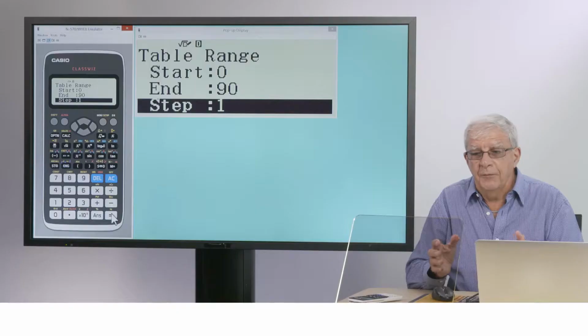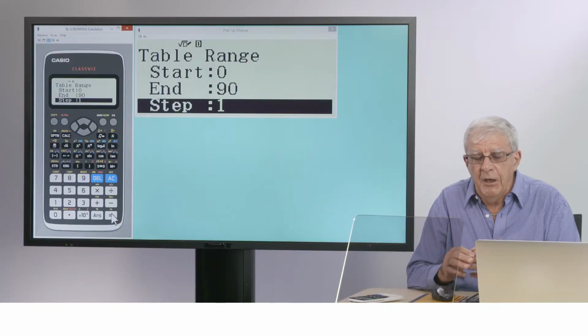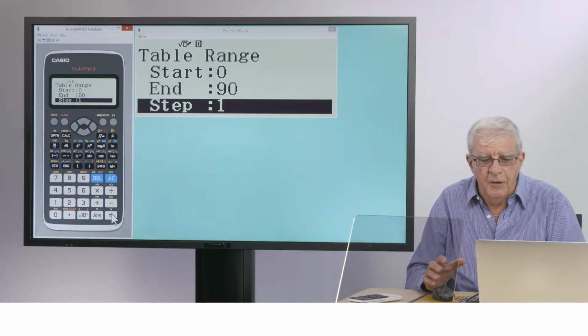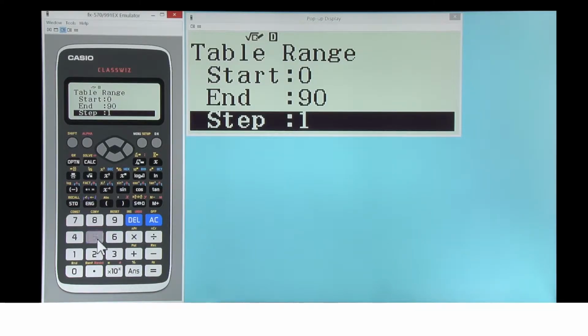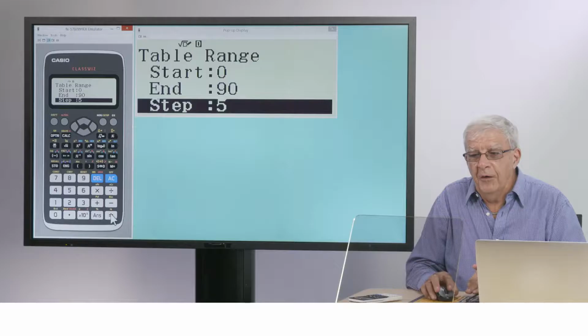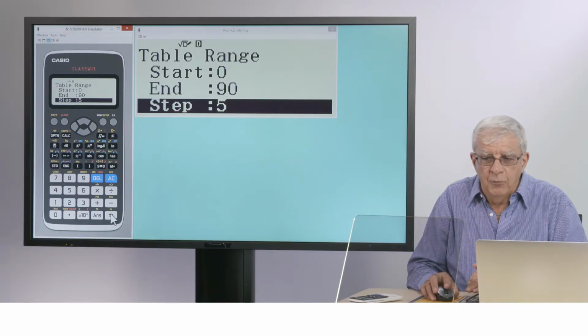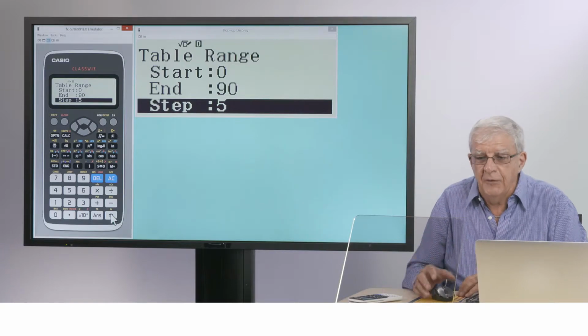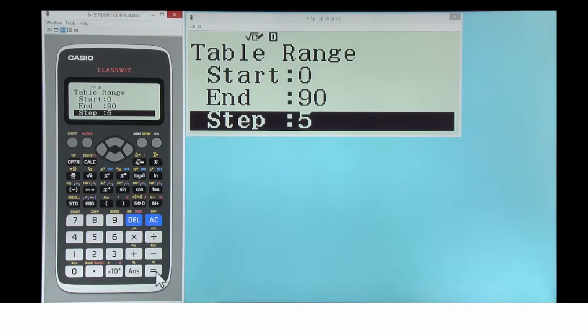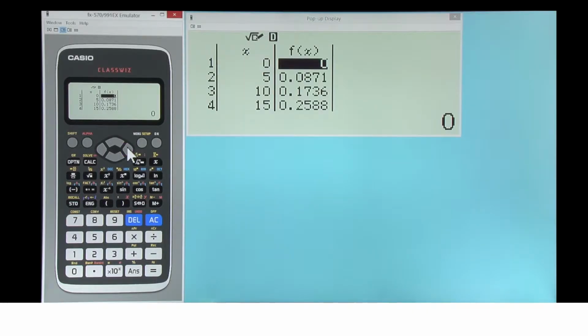We need a step of some kind, and remember that only 30 values are permitted in the table, so a step of 1 would be too small. A good choice might be a step of 5, every 5 degrees, and that will give us ample values to understand how the function is changing. So tap equals to see the function, and here we can see by scrolling how these values change.